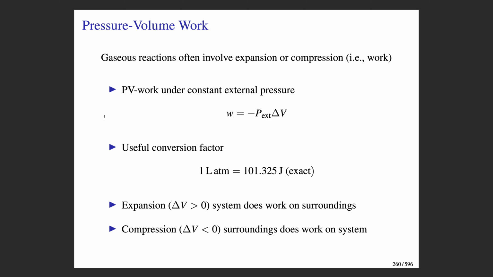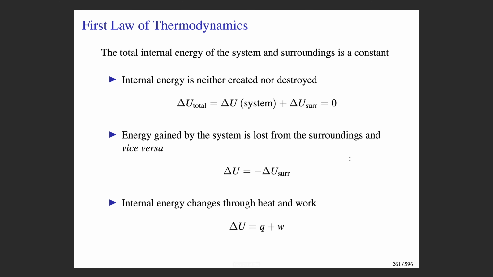The way you calculate PV work, at least for an expansion and compression where the external pressure is constant, is with this formula here: work equals minus the external pressure times the change in volume. Very often the pressure is measured in units of atmospheres, and the volume is measured in units of liters. You can convert liter atmospheres to energy or to joules using this conversion factor here. I think we have a couple of problems upcoming that deal with this equation. We'll get to those in a second.